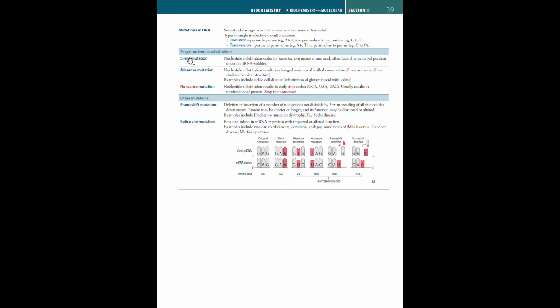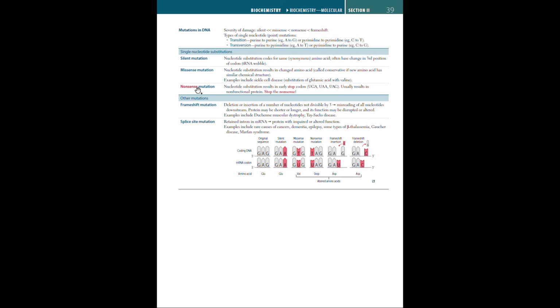Single nucleotide substitutions. Silent mutation is a nucleotide substitution that codes for the same, synonymous amino acid, often a base change in the third position of the codon, tRNA wobble. Missense mutation is a nucleotide substitution that results in a changed amino acid, called conservative if the new amino acid has a similar chemical structure. An example is sickle cell disease, substitution of glutamic acid with valine.